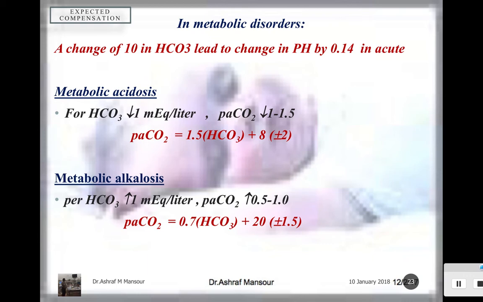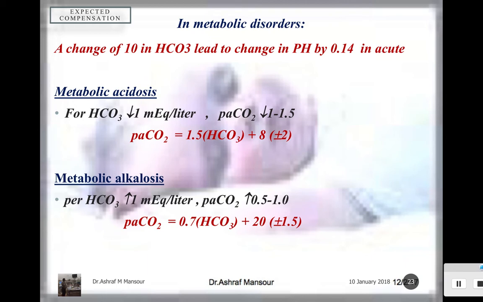So for metabolic acidosis, a decrease in the bicarb by 1 milliequivalent will be associated with a PCO2 decrease of 1 to 1.5. This equation is the most accurate and famous calculation for the expected PCO2: multiply the measured bicarb by 1.5, plus 8, plus or minus 2.